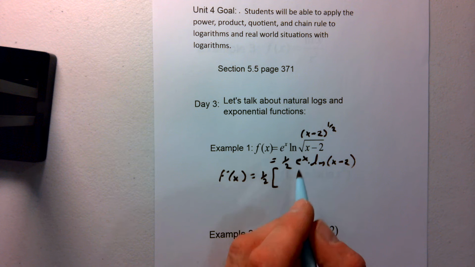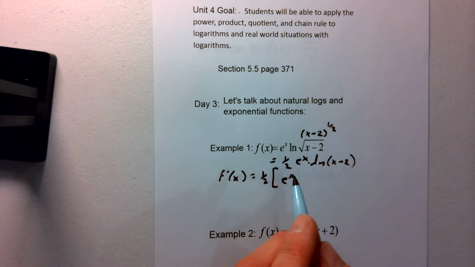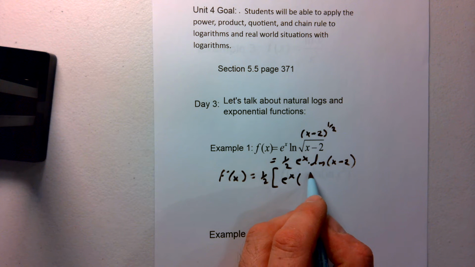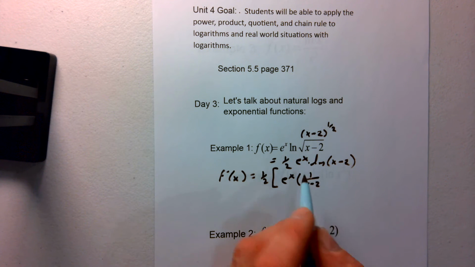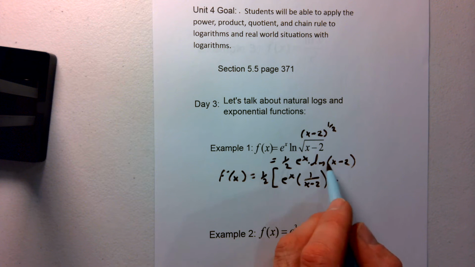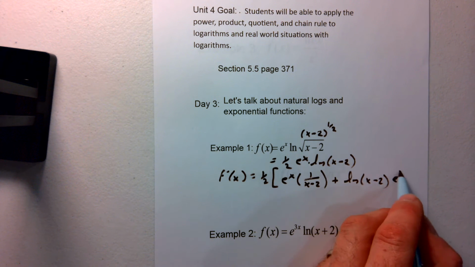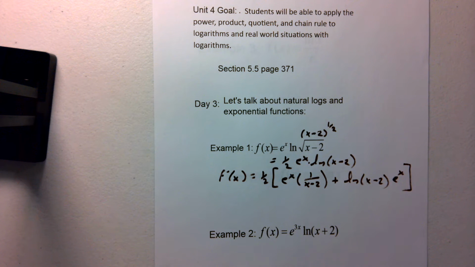I got a product rule, don't I? So I'm going to have e to the x, and to that we're going to multiply by the derivative of the natural log of x minus 2, which is 1 over x minus 2. And to that we're going to add the natural log of x minus 2, and then derivative e to the x, which is, of course, e to the x.